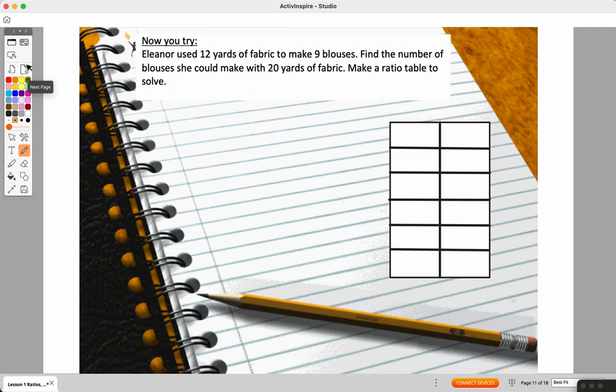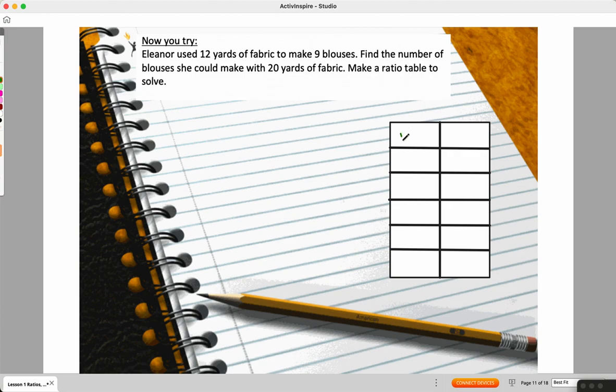Why don't you do the same thing to figure out what Eleanor needs to know about her yards of fabric to make 9 blouses, and then how many blouses she could make with 20 yards of fabric. All right, so the first thing we did is we created our ratio.